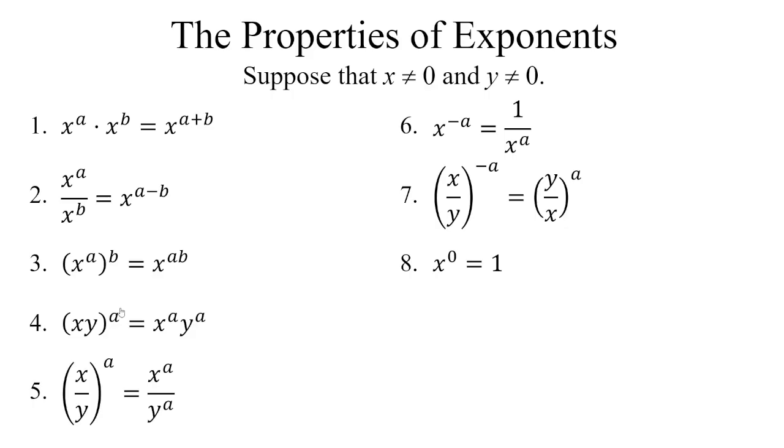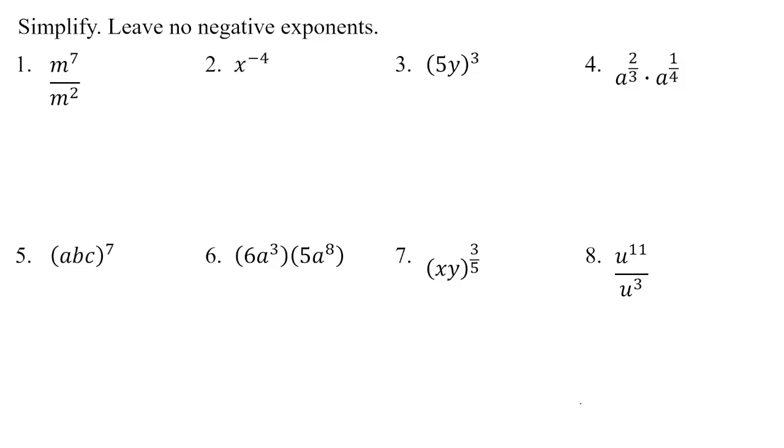So now what I'm fixing to do is I want to show you how to use these properties to simplify expressions with exponents. All right, so let's say you are to simplify, leave no negative exponents. Number 1, you have m to the 7th divided by n to the 2nd. This is a quotient. That means we subtract the exponent. 7 minus 2 is 5. Therefore, the solution is m to the 5th.